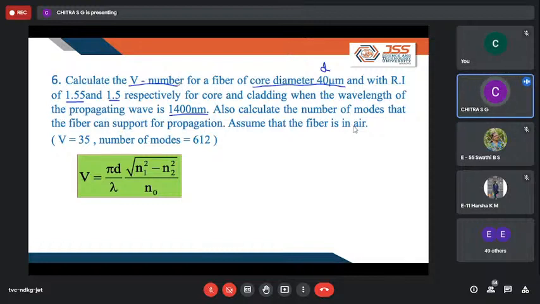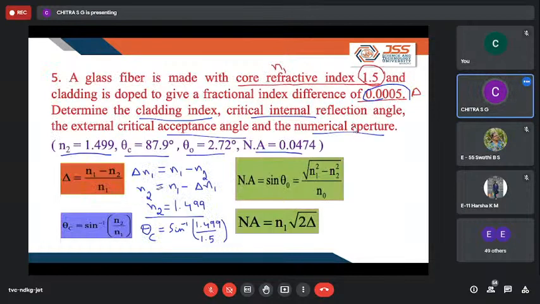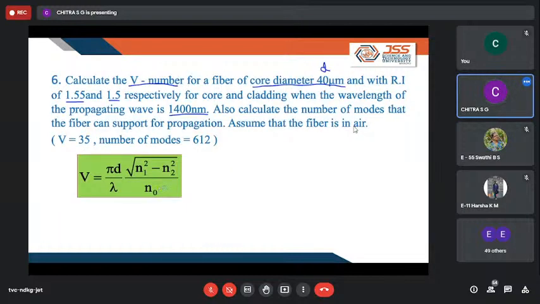So now you use an equation. V is equal to pi d by lambda into numerical aperture, and they have given that the fiber is in air. So n naught will be equal to 1, so that you can remove this term. You are left with pi d by lambda into square root of n1 square minus n2 square. Substitute all the values there.